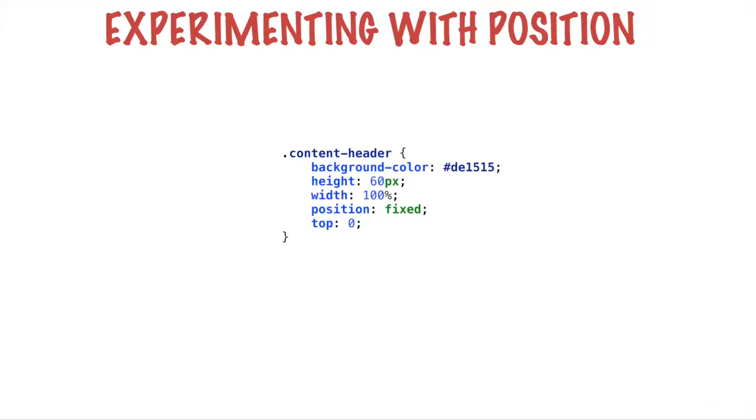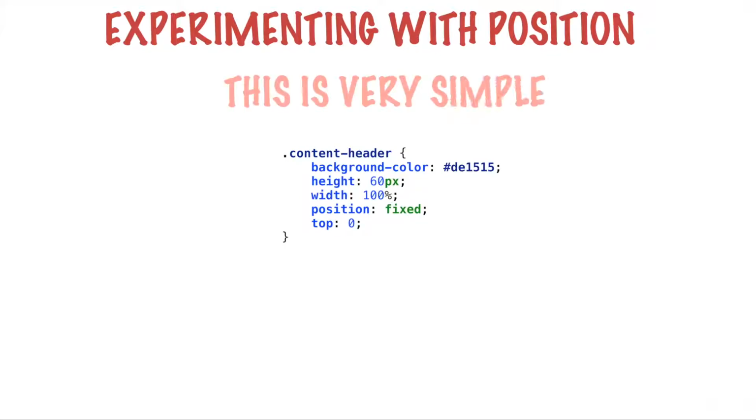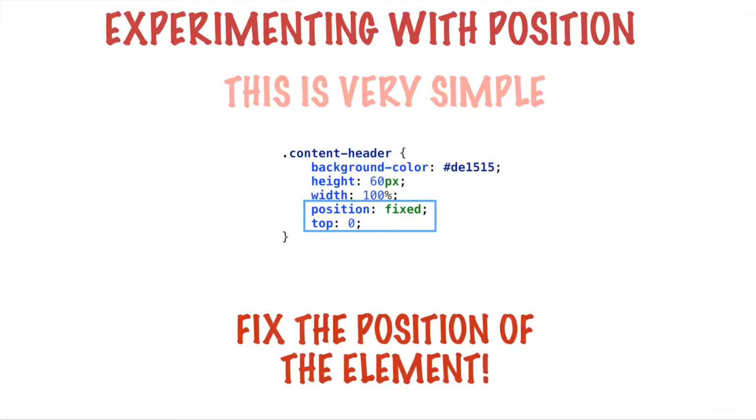CSS gives you a way to accomplish this very easily. You simply add two properties to your content header CSS class, which applies to the header strip. Position: fixed, top: 0. These are the only two properties you need to fix the header such that when you scroll down, the header remains fixed to the top of your browser window. We fix the position of the element using these two properties.